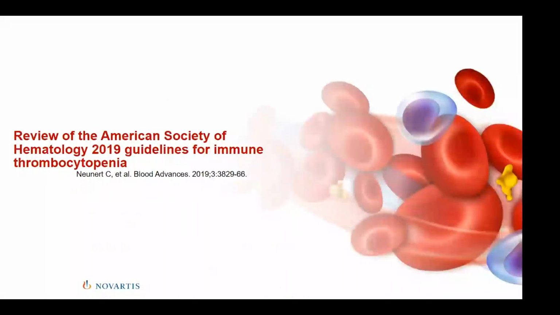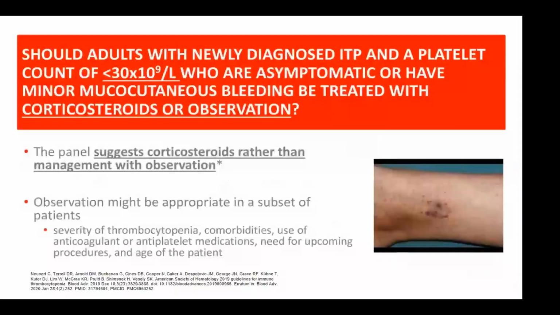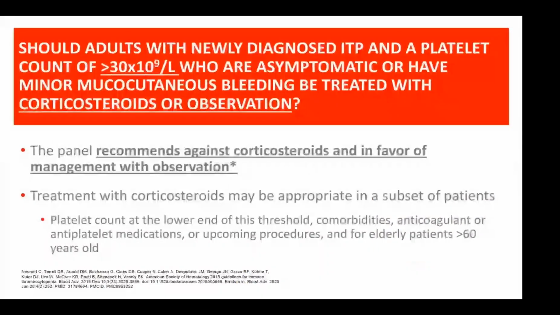I will review the American Society of Hematology ASH 2019 guidelines for ITP. The first question: should adults with newly diagnosed ITP and a platelet count less than 30 who are asymptomatic or have minor bleeding be treated with steroid or observation? The panel here suggests corticosteroid rather than observation.